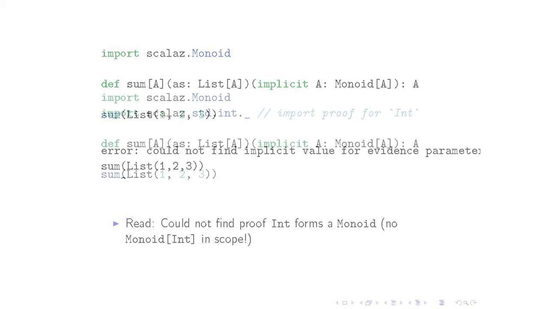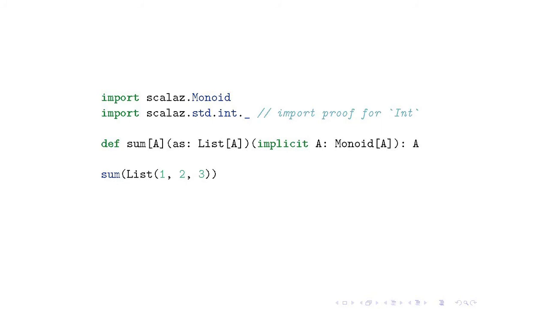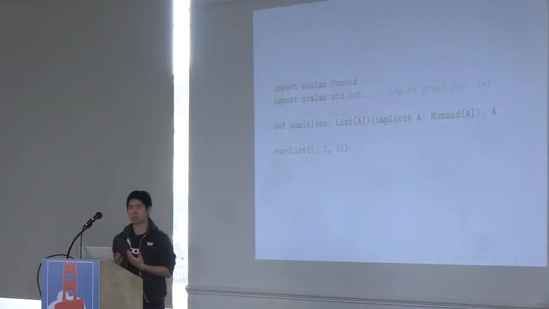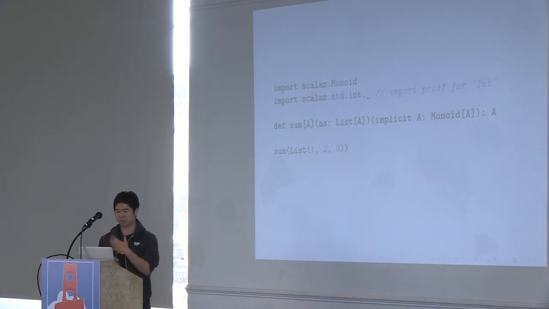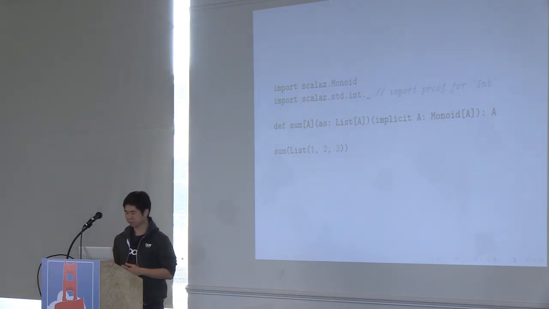So what do we do? We import the implicit value from a particular object. And now when we call sum with our list of int, the compiler will say, okay, let's try to prove that int forms a monoid by looking for an implicit monoid int in scope. It finds the thing that we imported. We've proved it, it's satisfied with the proof, and everything compiles and everything runs.